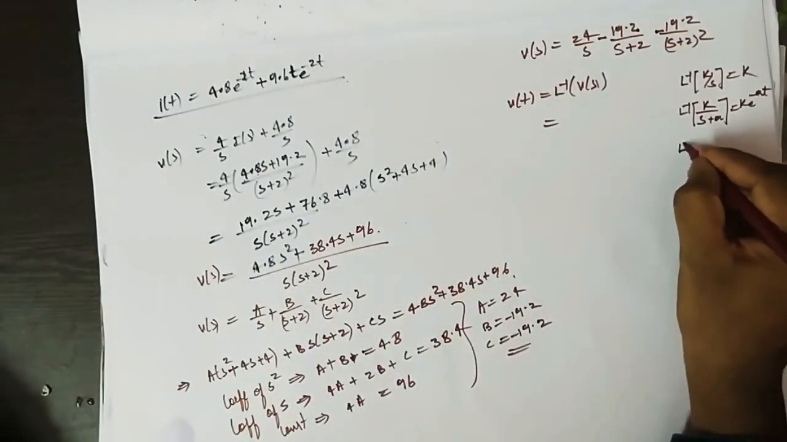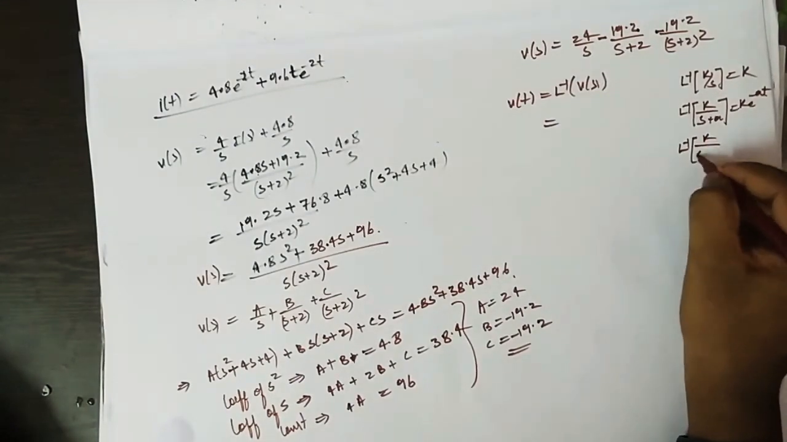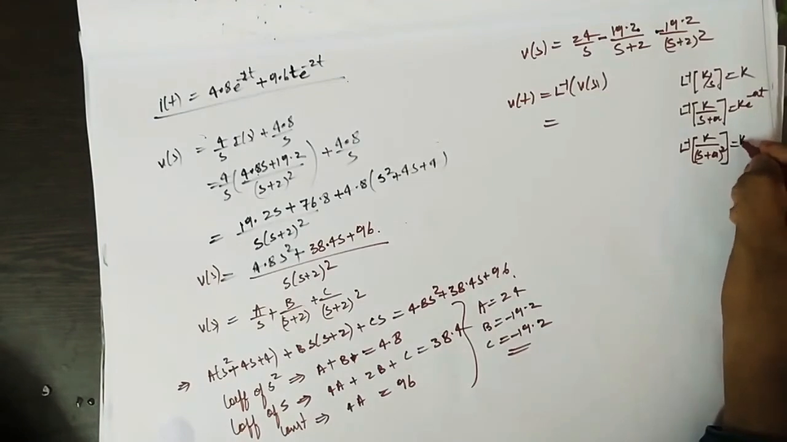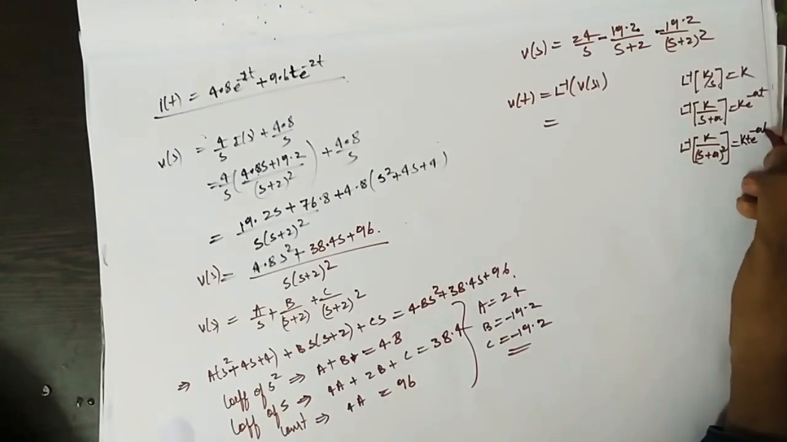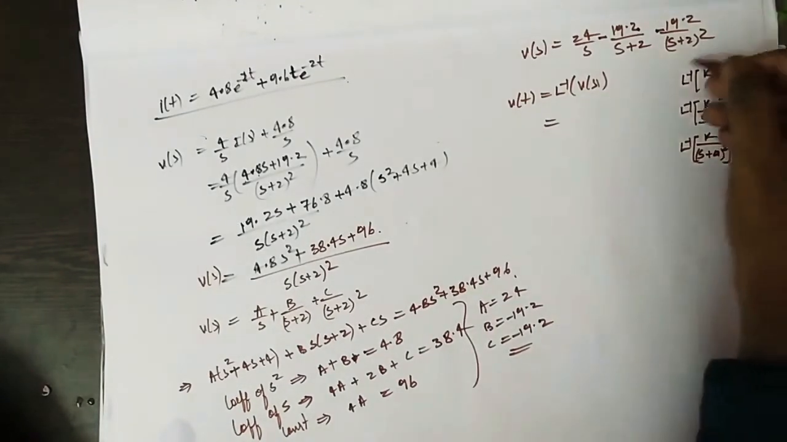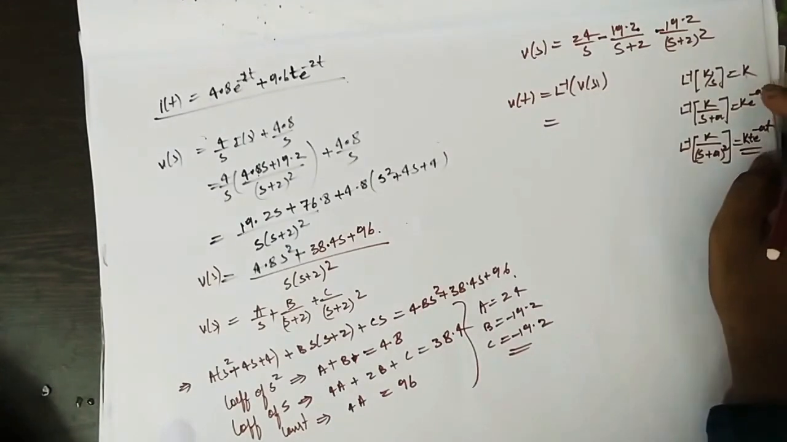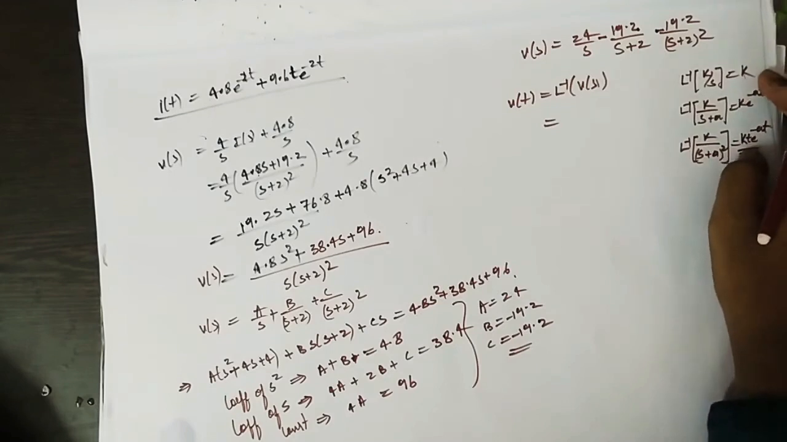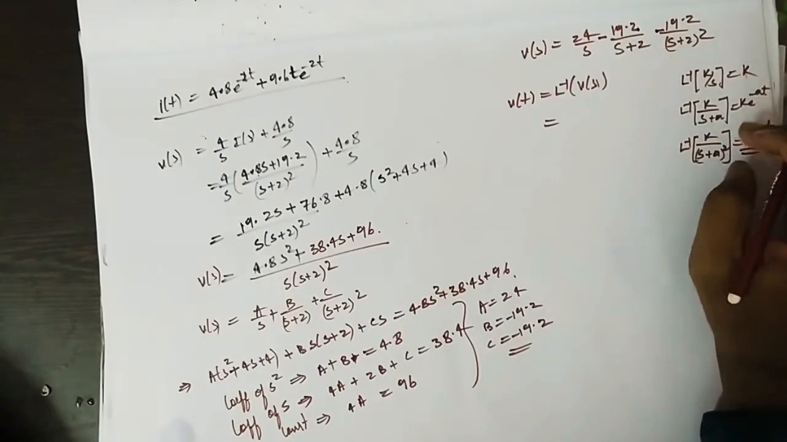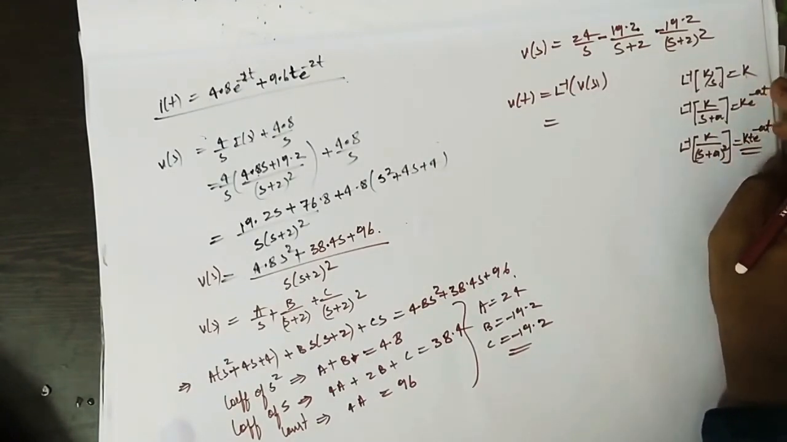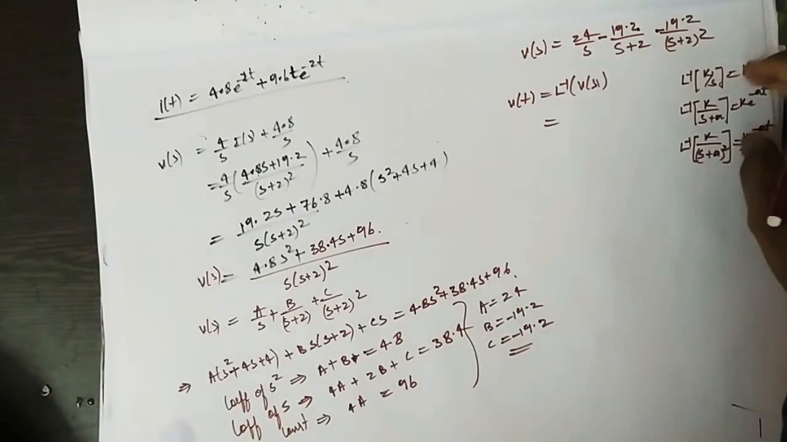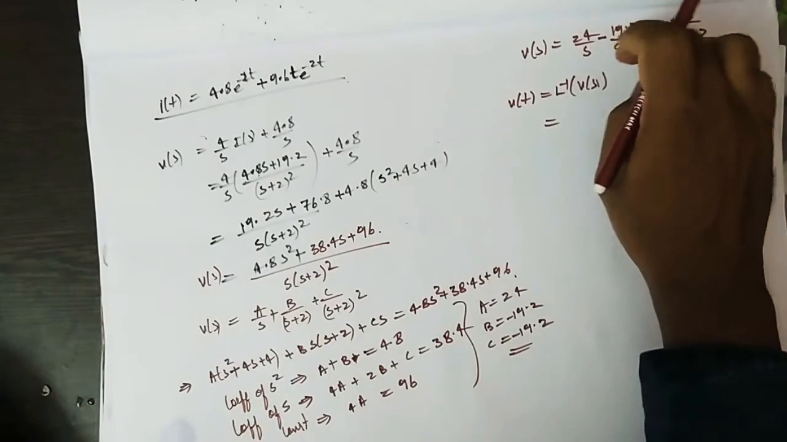Again, the inverse Laplace of k by (s plus a) whole square equals k into t e power minus at. These are the basic fundamental formulas you need to memorize for your lifetime. You can use these formulas in any circuit whose time-domain expression is converted into Laplace. Based on these formulas only, we will find the inverse Laplace of this function.